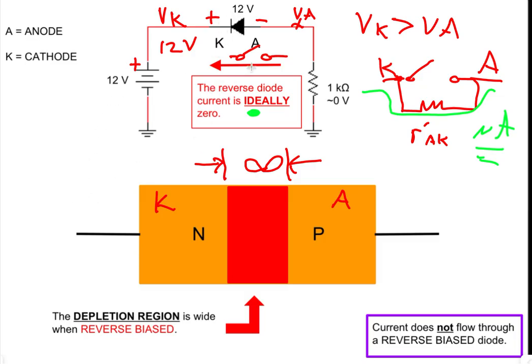Okay. In reality, this voltage on the diode is probably 11.99899. That's because of this resistor, and this voltage on the resistor is probably like 0.1, 0.2, something like that. Okay. So a reverse bias diode has a wide depletion region. The current is ideally equal to zero.